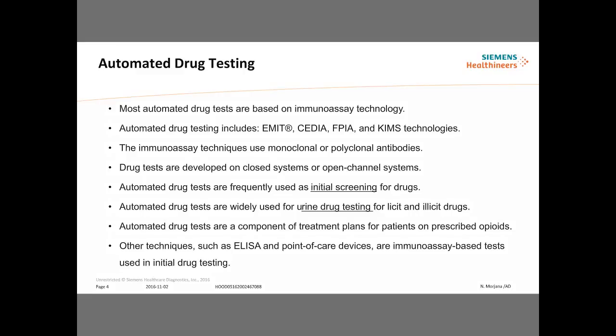Immunoassay techniques use both monoclonal and polyclonal antibodies. Those assays are mainly used for initial screening of drugs, especially in urine drug testing, and I'm concentrating on this in this presentation. Automated drug testing could also be used in the treatment plan for patients on prescribed drugs. Other immunoassay-based techniques include ELISA and point of care.